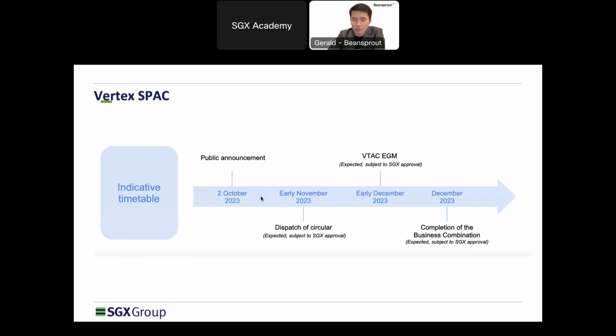If the approval is received, the expected completion of the business combination is by the end of this year, December 2023. Of course, all of this is still subject to different things, including SGX approval and shareholder approval. So we will look out for these things in terms of understanding whether the business combination can be completed by the end of this year.